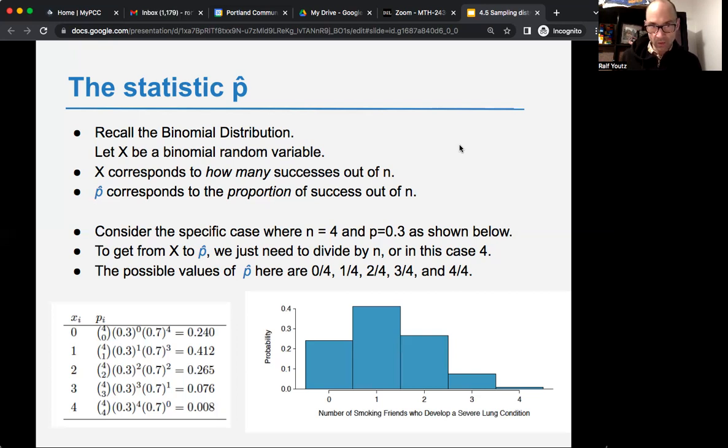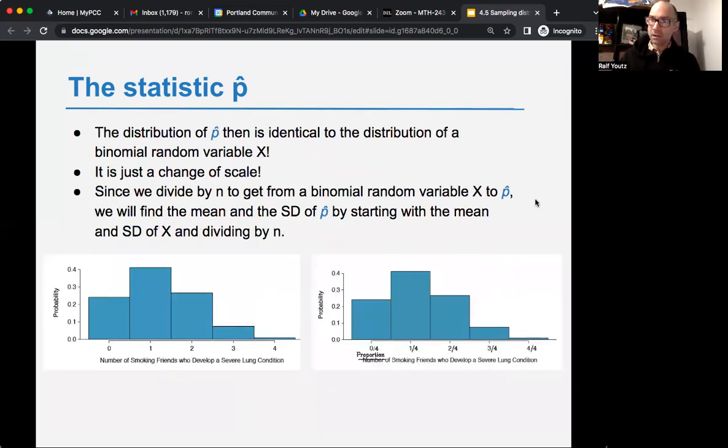To get from the binomial distribution, capital X, to the distribution of sample proportions, p, wearing a little hat, statisticians noticed they could just divide all the outcomes by 4. That's it. And the probabilities wouldn't change at all because it's the same basic situation. So the possible values for the sample proportion p with a little hat in this case are 0/4, 1/4, 2/4, 3/4, and 4/4. And the picture is going to look pretty much the same. See that? So the distribution of sample proportions varying from sample to sample, p with a little hat, is going to be exactly the same, identical, to the distribution of a binomial random variable, capital X. This is just a change of scale.